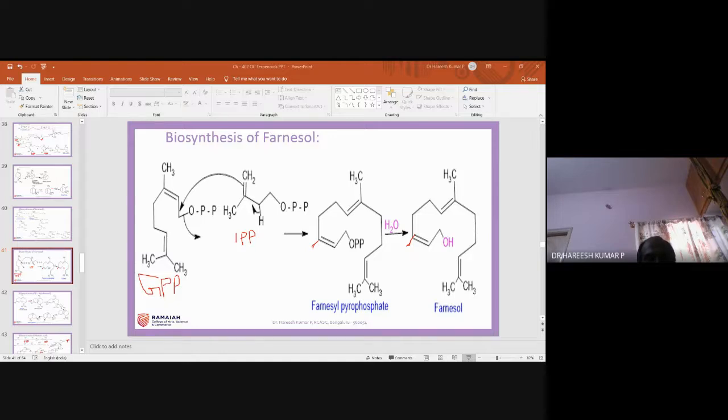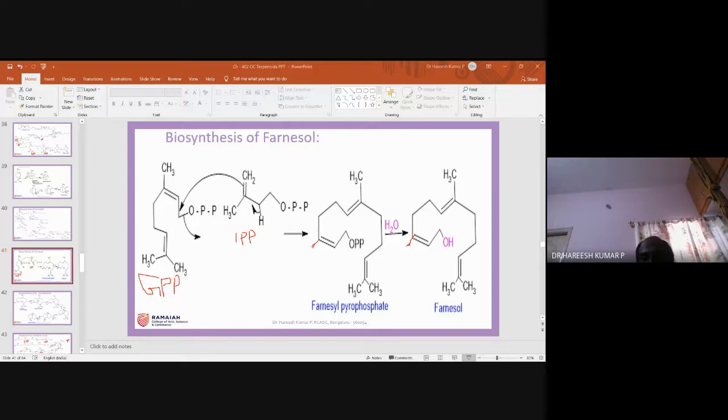Okay, what I will do at this moment, I will repeat the explanation about the biosynthesis of abietic acid. So this is farnesyl pyrophosphate. This is isoprenyl pyrophosphate. When both are combined, it gives an intermediate like this. This intermediate we can represent in a different form.